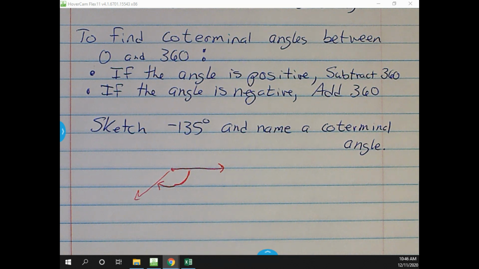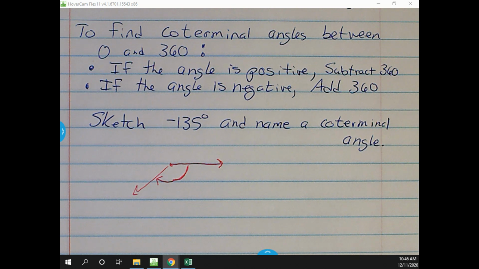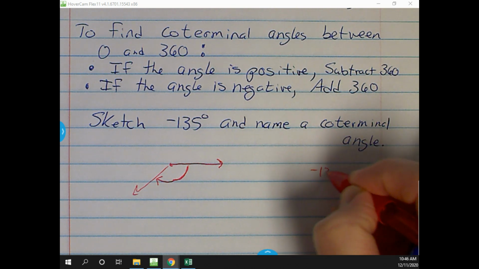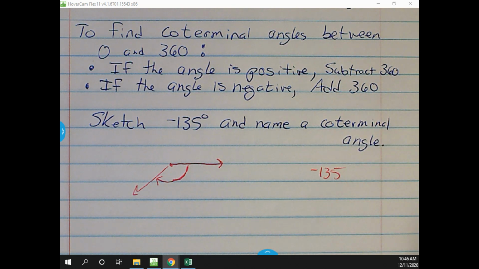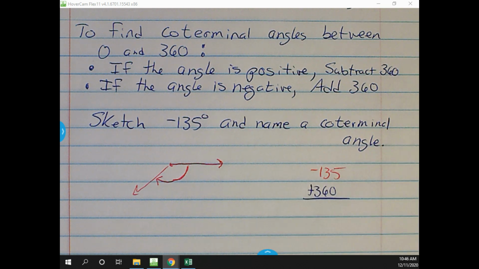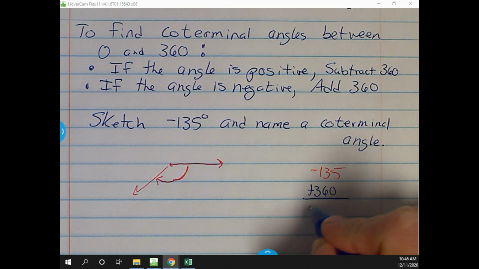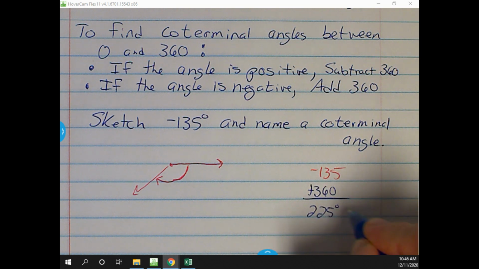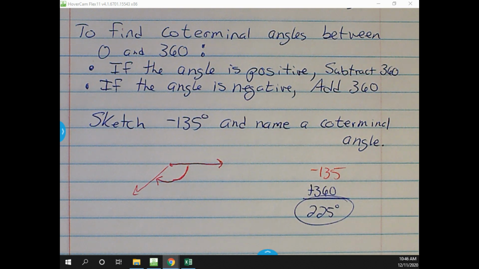And then to find the coterminal angle, if it's a negative number, it's really pretty simple. You add 360 to it. There real quick, that comes out to be 225. There you go.